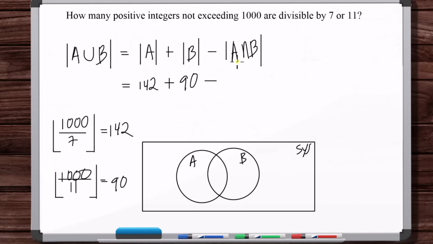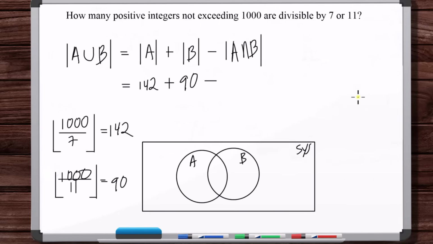We need to subtract out all the numbers that we double counted because they were both divisible by 7 and 11, all the integers from 1 to 1,000. And so this is the trick I'm talking about. If you don't know this property, then you won't be able to figure this out. But the whole point of this problem is just to get you thinking about using these Venn diagrams.